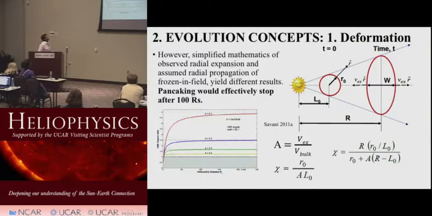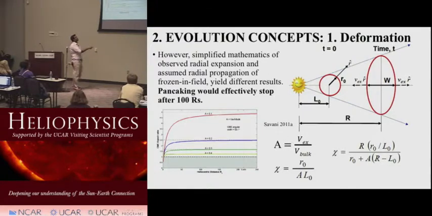Sorry. So quickly just going back one step, the idea of pancaking. The idea is if a CME is going into the heliosphere, everything should be moving radially away from the Sun. And if you do that, then you automatically get this flattening of this object, because what's happening is you're starting with this flux rope. In this case, the axis of your flux rope, your cylinder, is coming out of the page. And so you have a circle.